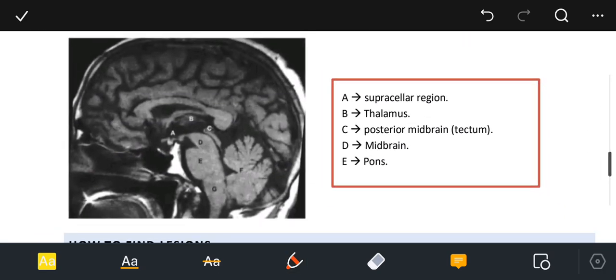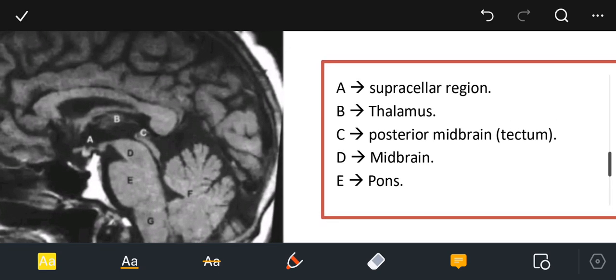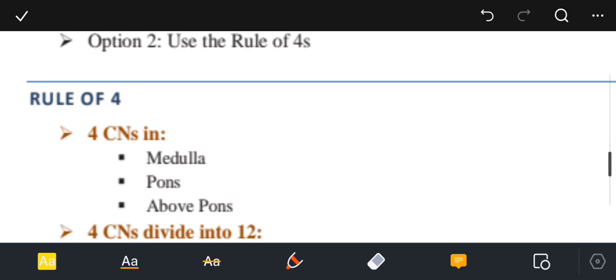So this is a CT scan image, and you are supposed to find out what regions are highlighted. So A is the suprasellar region, B is the thalamus, like this is the thalamus. Then the posterior midbrain is depicted by C, that is the tectum. D is the midbrain, E is the pons.